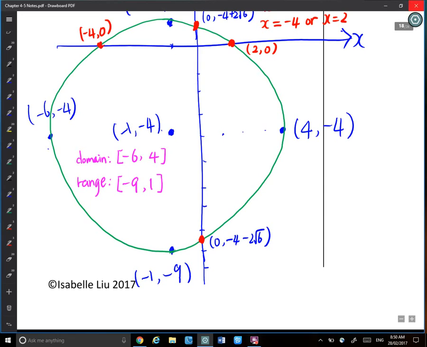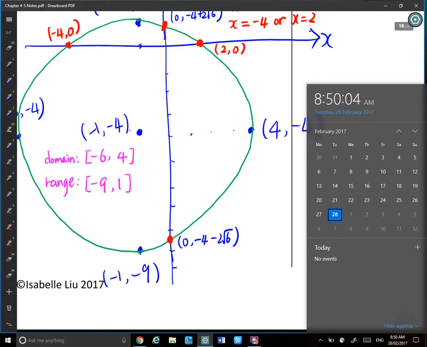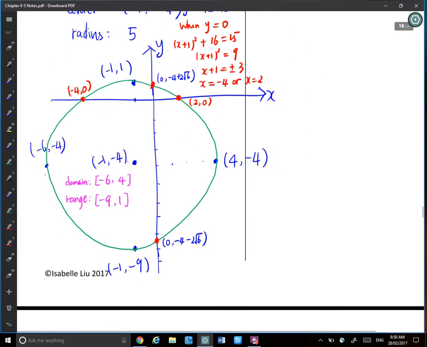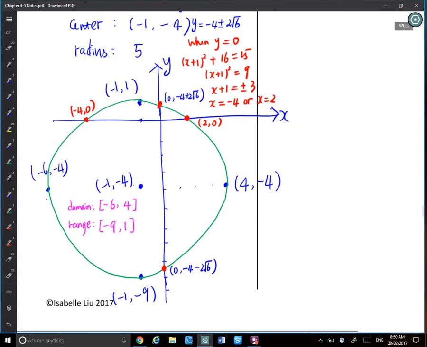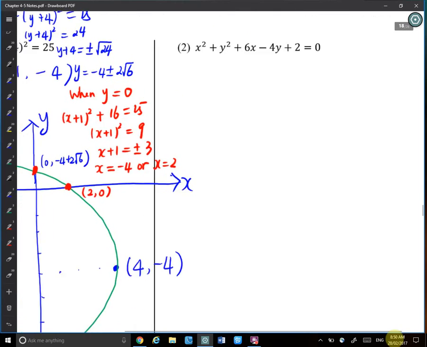Okay, so that's the first question. Any problems? For the full circle, I think that's quite like a revision thing from year 10. So that should be the full circle, and I have answered domain, range, all the x-y intercepts, all the centers, and all the important points. Okay, let's have a look at the next one.